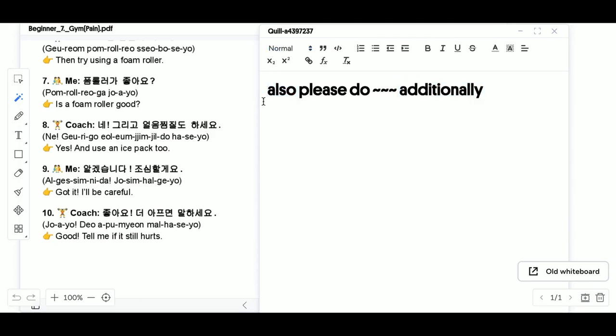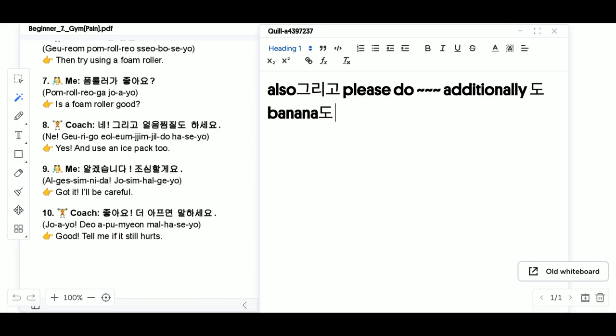But it still makes sense. So also here is more like 그리고, and additionally is like 도. But 도 and 도 are a little different. Like 도 itself, you can use it as just 도, meaning it can be a verb. Let's do one more time. 도. But 도 is more like additionally, it's not a verb. You need to use it next to the word, like 바나나도, or apple도.